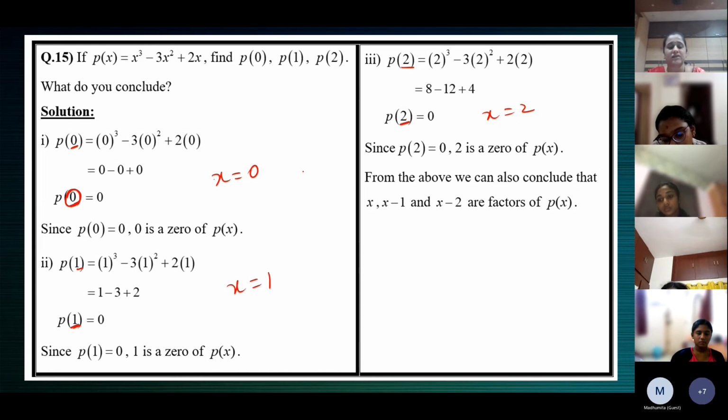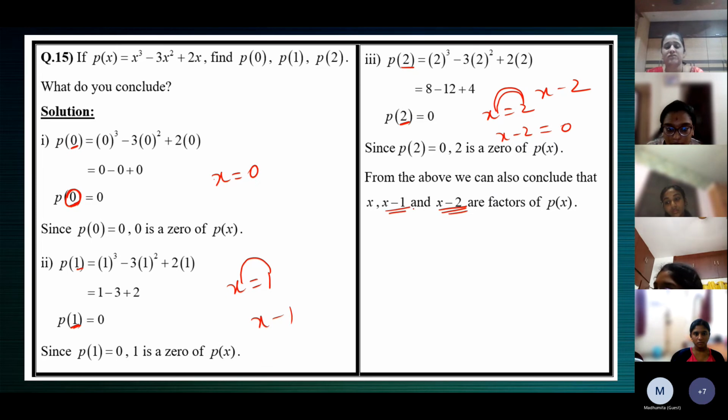From this, you can generate the factors. So just transpose this, bring this here. You will get x minus 2. You'll always equate that polynomial to 0, right? When you bring this here, it will become x minus 2. So x minus 2 is a factor. When you bring this here, it will become x minus 1. So x minus 1 is a factor. And here, it's just 0, so it's anyways going to be x. So x, x minus 1 and x minus 2 are the factors of P of x.